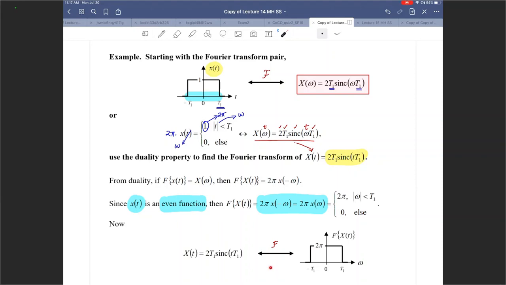However, this one is saying something different. This one is saying that after we apply duality, if we had a sinc in the time domain, then its Fourier transform is going to be a rectangle with a height of 2 pi between negative t1 and t1. And the inverse Fourier transform of a rectangle with a height of 2 pi between negative t1 and t1 will be 2 t1 sinc t1. Right? So going left to right is forward Fourier, the backward is inverse Fourier transform. But the duality is completely switching the functions themselves.